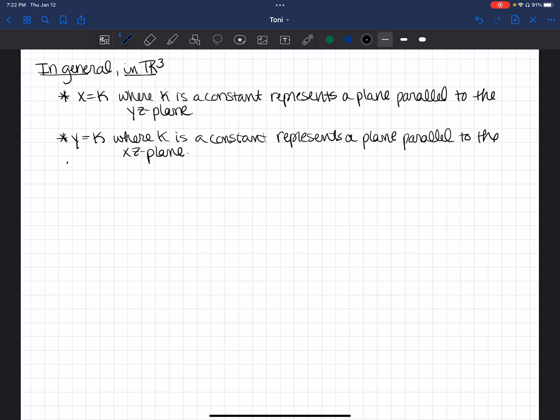Okay, and then of course, if we have Z equals K, where K is a constant, it represents a plane parallel to the XY plane.